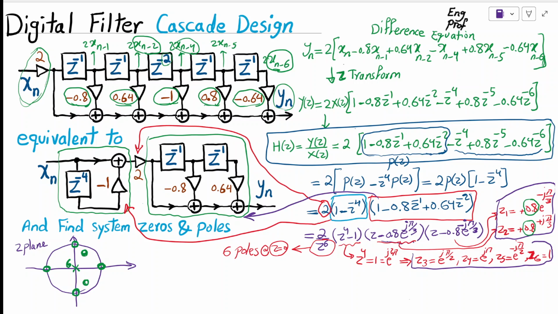Alright, so this is roughly the pole-zero scheme for this total digital FIR filter, showing that there are 6 poles and 6 zeros. I hope that this example is helpful.